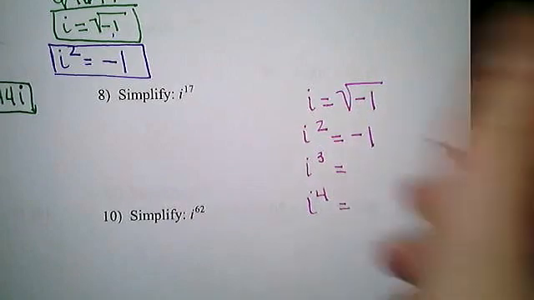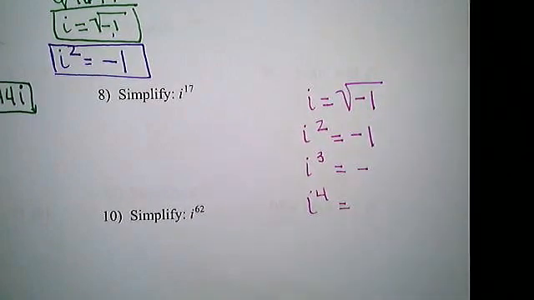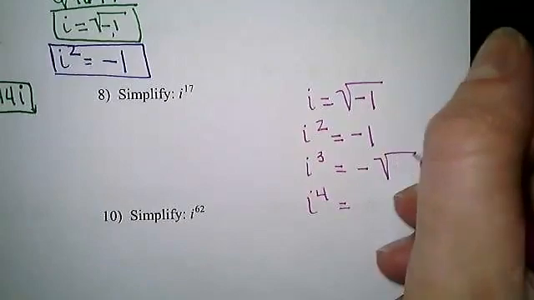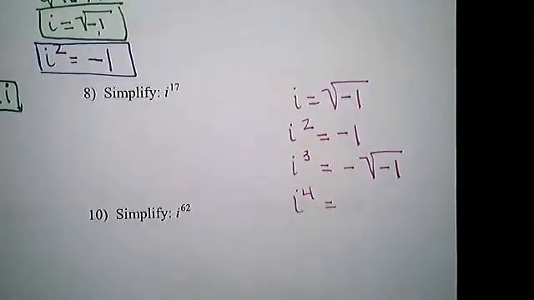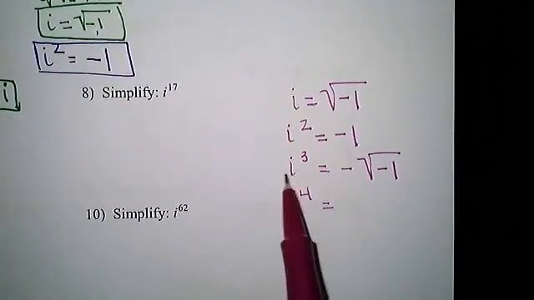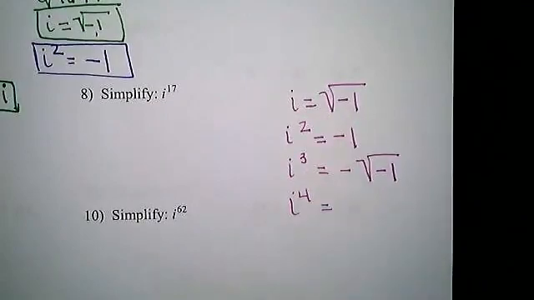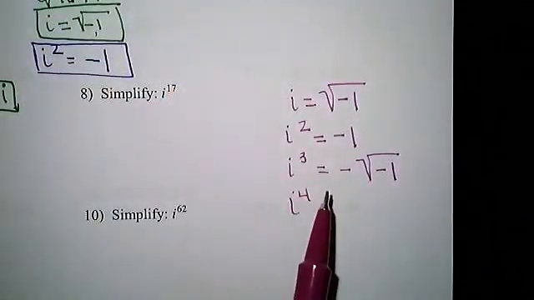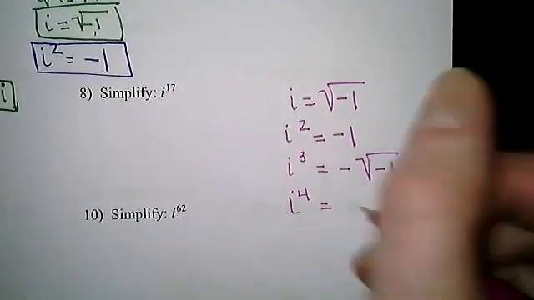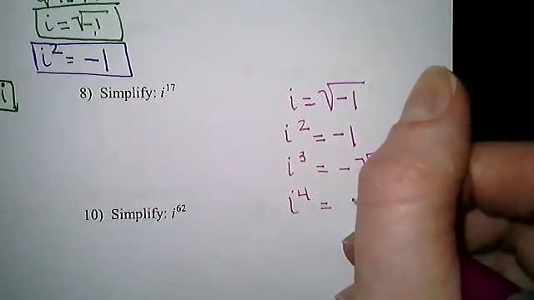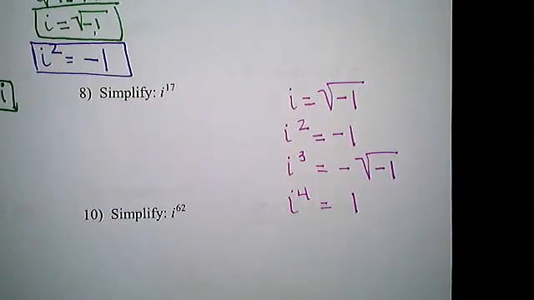But for you guys, you don't have to memorize these, okay? They're all very similar, and that's where it gets a little confusing. So i^3 is a lot like the regular i, except it has a little negative in front. And i^4 is a positive one.